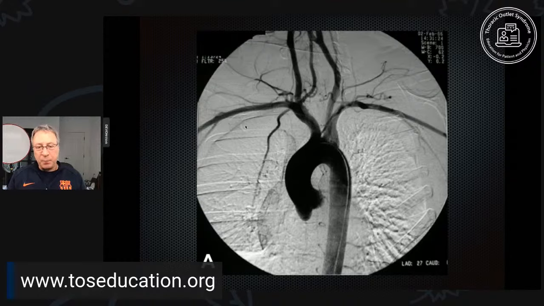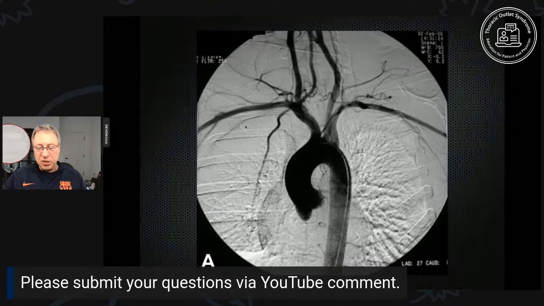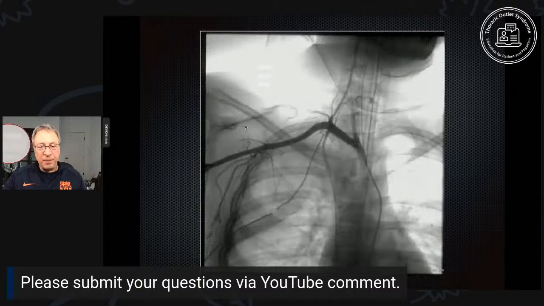Adson's test tries to compress your artery while the doctor feels the pulse at your wrist. And if you can make the pulse go away, you assume that the artery up here, the subclavian artery, is being compressed. And then you can assume on top of that the brachial plexus is being compressed. But it's a lot of assumptions and it doesn't work out so well in real life.